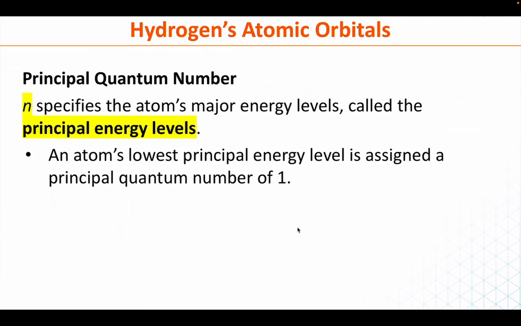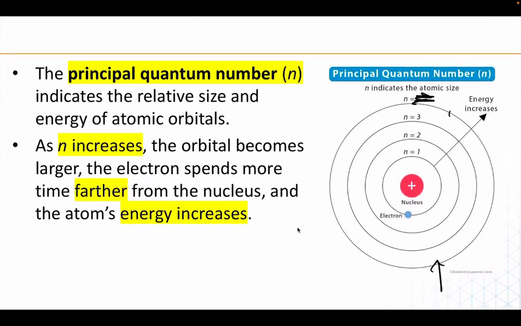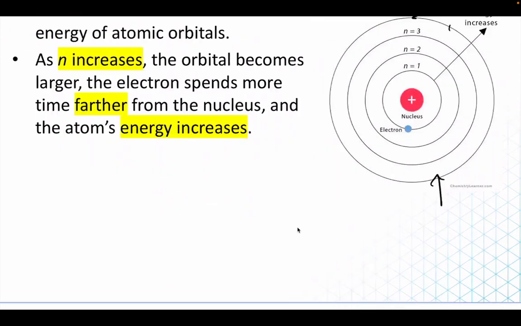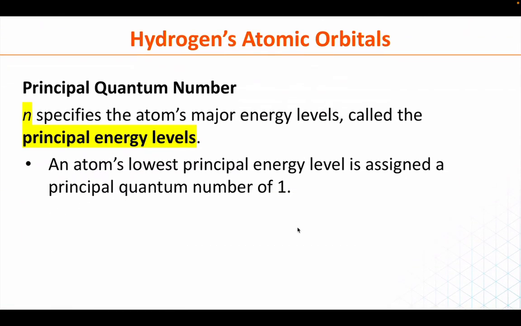This is almost the same thing. The principal quantum number is the relative size and energy, whereas the N, the principal energy level, is the actual major energy levels of the atom. To me, I think they're kind of the same thing.